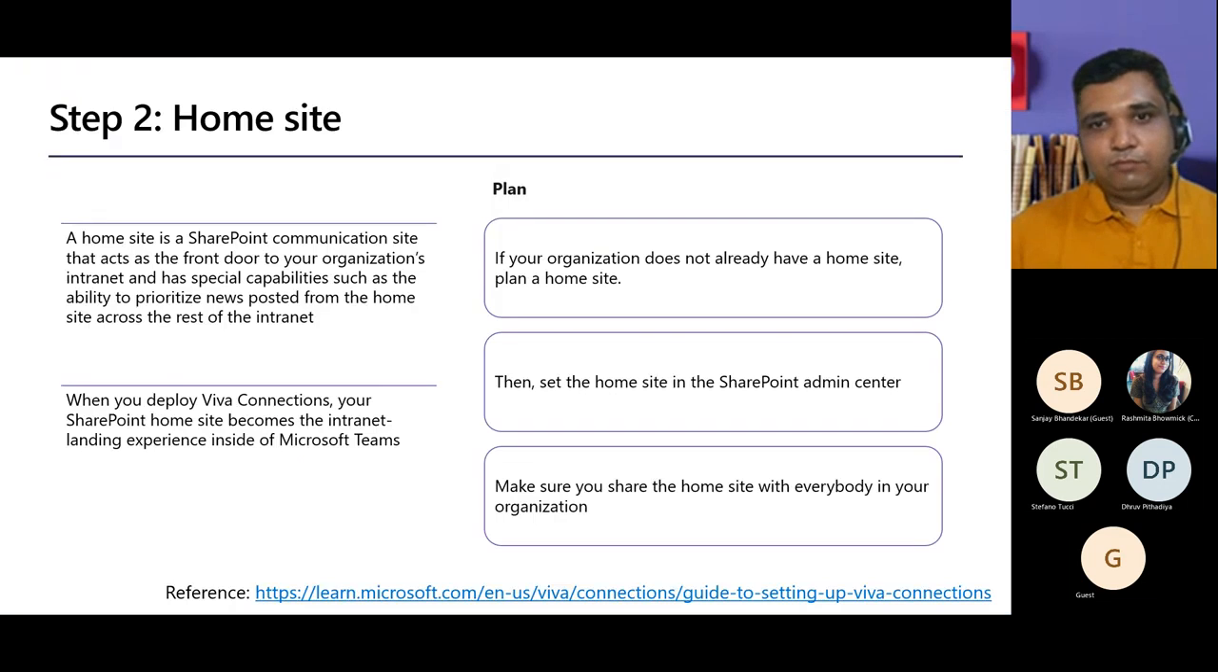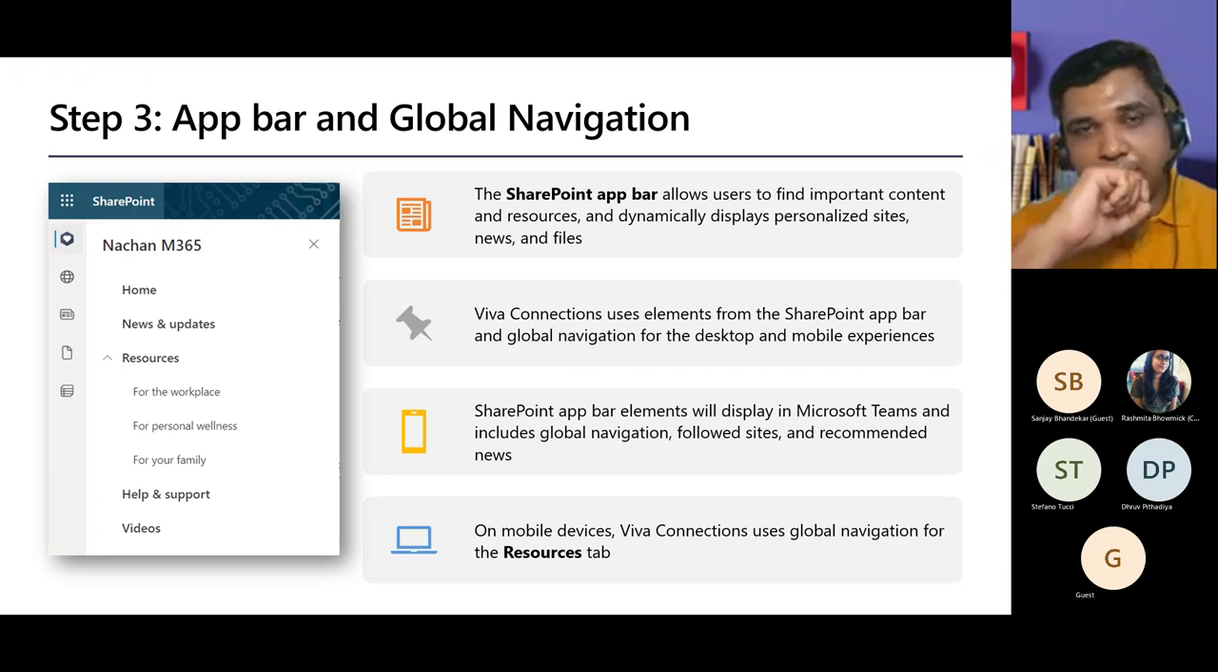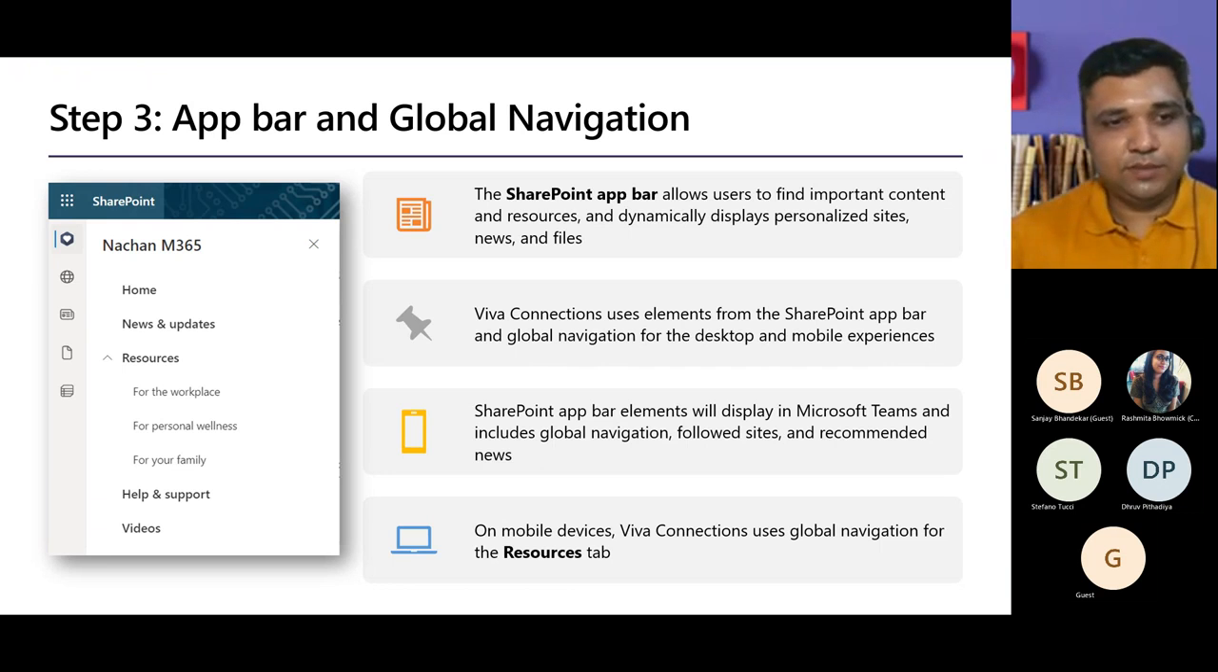So this is the place from where we will be able to set the home site, which is our step number 2. Step number 3 is the app bar and global navigation. The SharePoint app bar allows users to find important content, resources, and even dynamically display personalized sites as well as news and files. Viva Connections uses all those elements from the SharePoint app bar and global navigation for the desktop as well as the mobile experiences. For the mobile experiences, global navigation is very important.